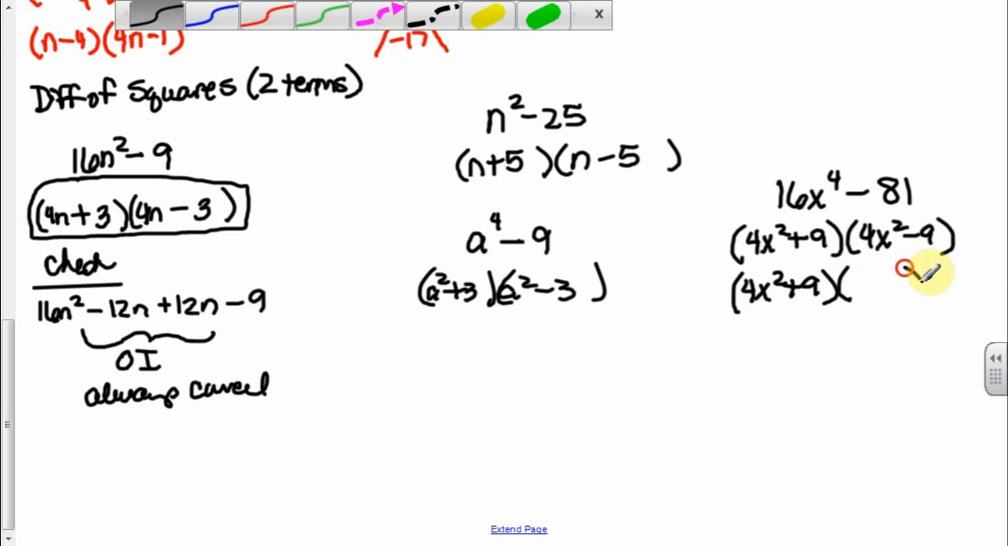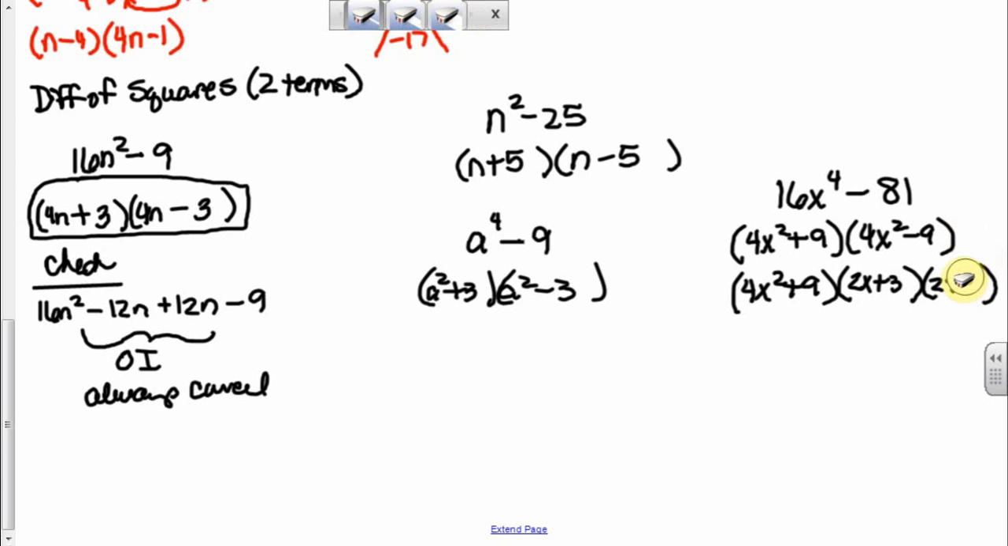How do you know? You don't. You have to take note. You got to pay attention and think. So this factors into 2x plus 3 and 2x minus 3. When they ask you to factor, they want it in its completely factored form. Completely factored form. Okay? Any questions?